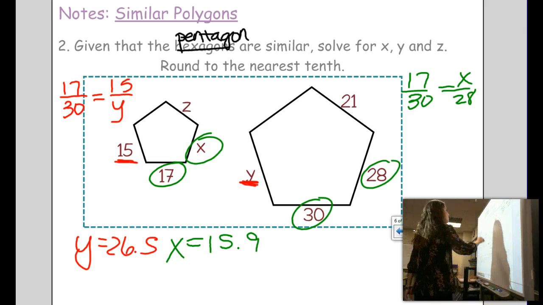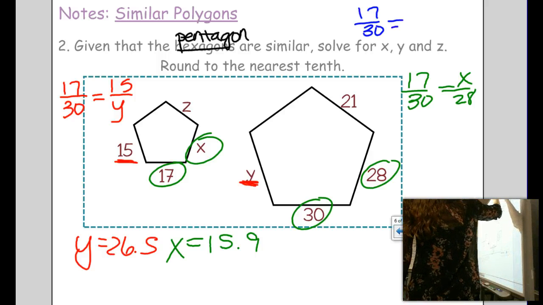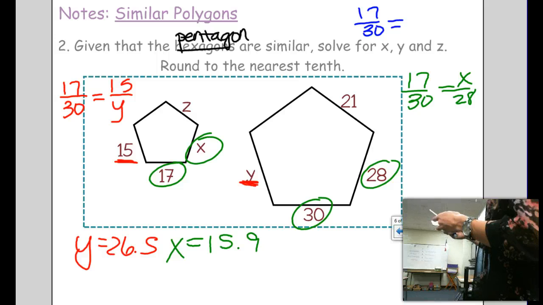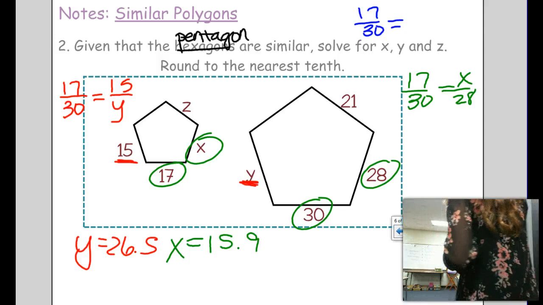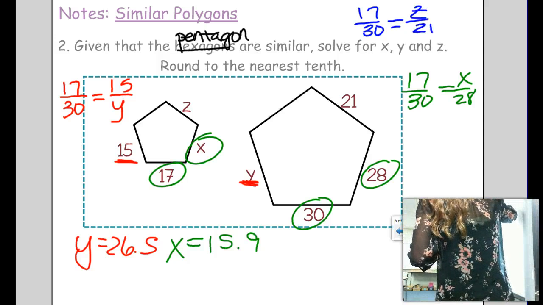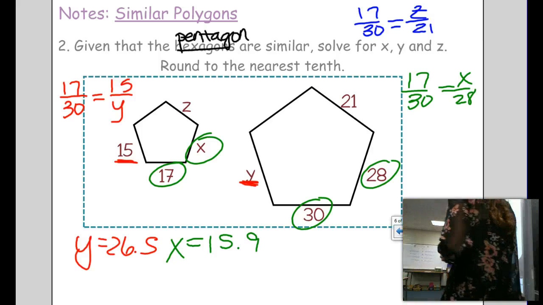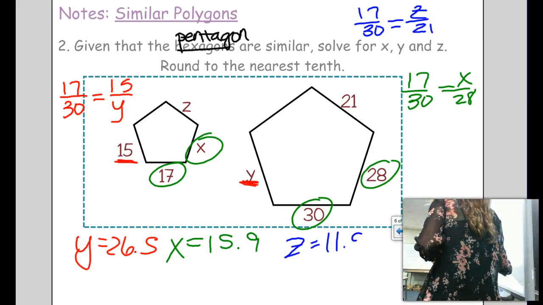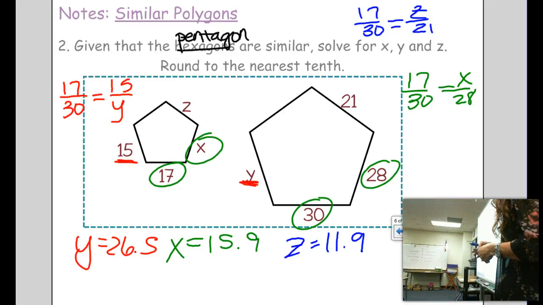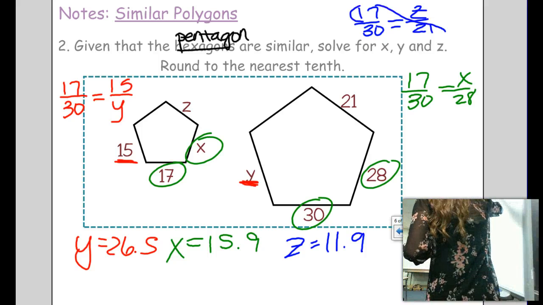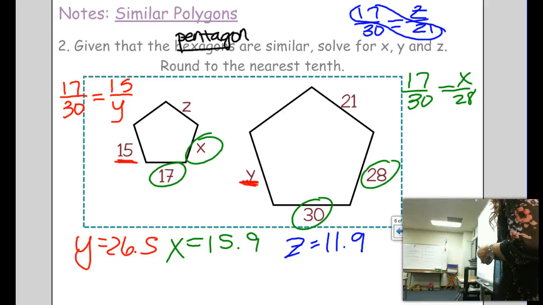Last one. We're going to use trusty old 17 over 30 again. 17 is to 30 as what? Z is to 21. Yep. 17 is to 30 as Z is to 21. Omar, whenever you're ready. 11.9. Sound good to everyone? 17 times 21 divided by 30. Are you okay with cross multiplying? Cross multiply and divide.